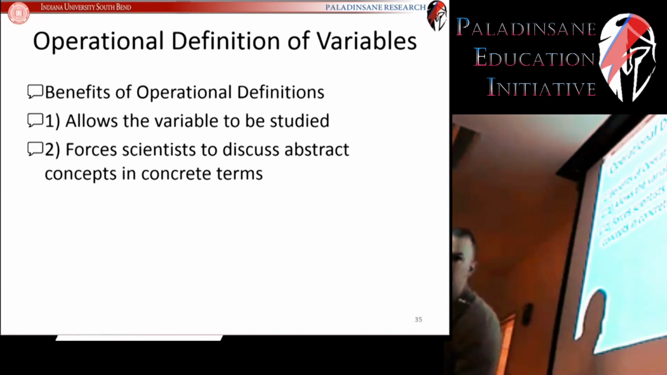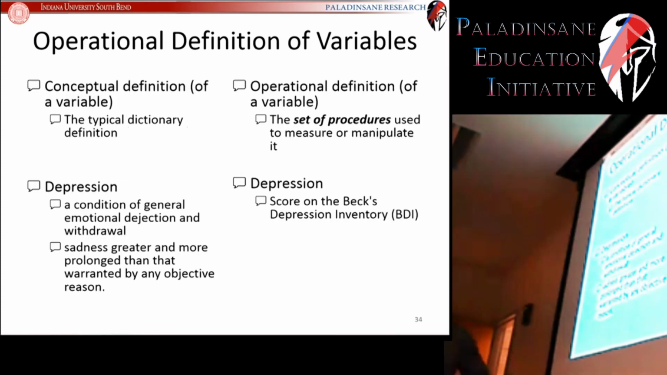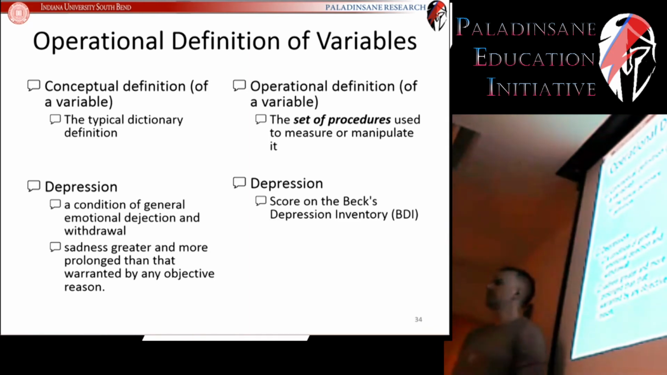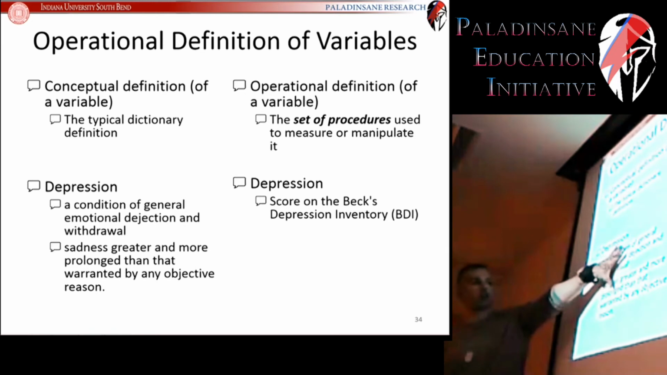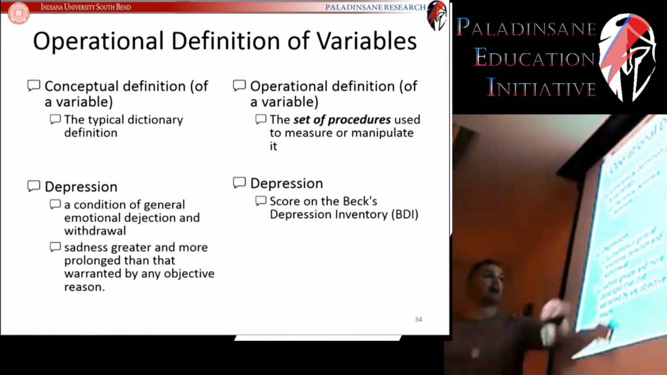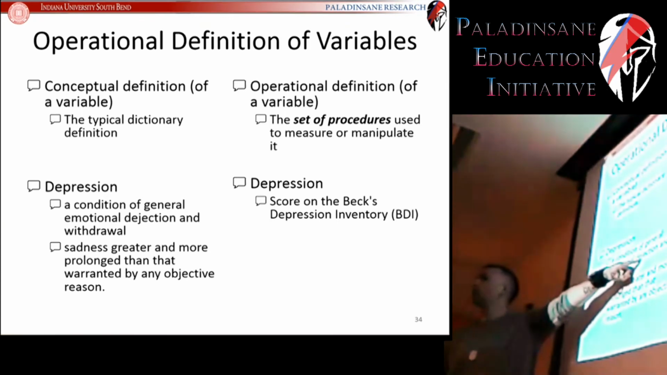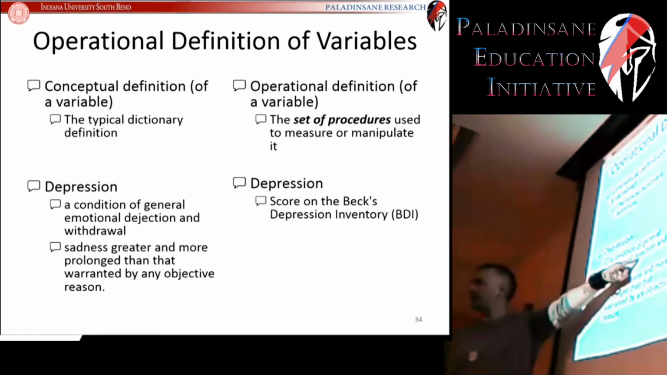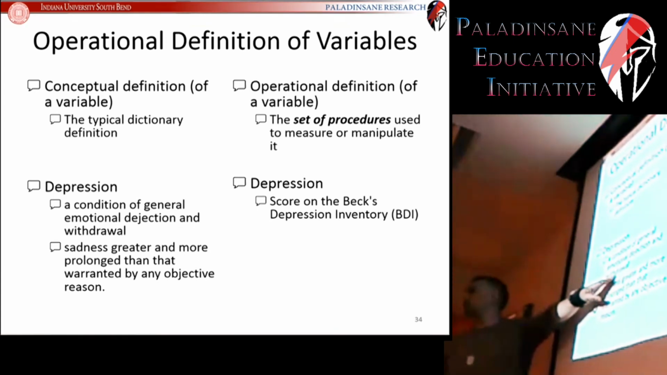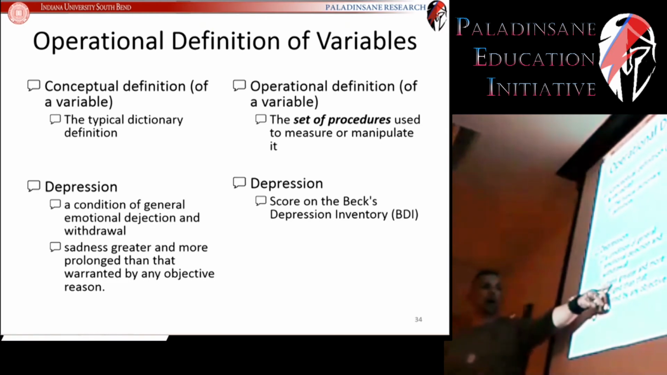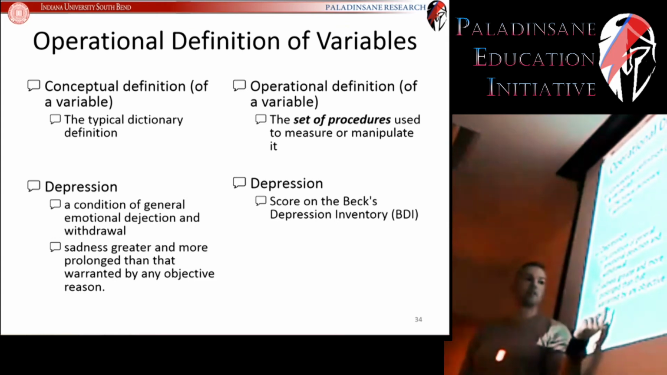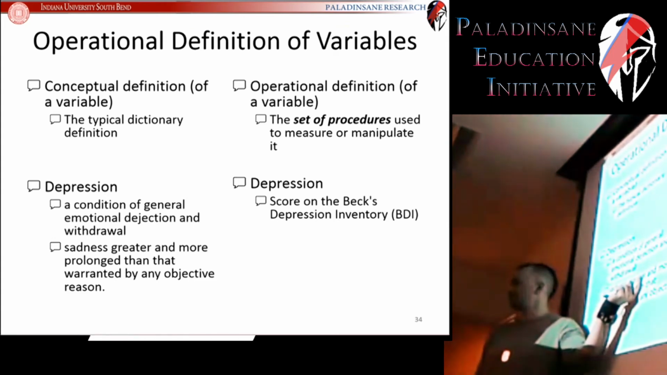So if I was looking at depression, and I said it's a condition of general emotional dejection, if I want to translate this into an operational definition, I need to ask, what is emotional dejection? What does that look like? How can I measure it? What aspects are there to emotional dejection? What aspects are there to withdrawal? How long is prolonged, right, than objective reason? How much is greater than objective reason?